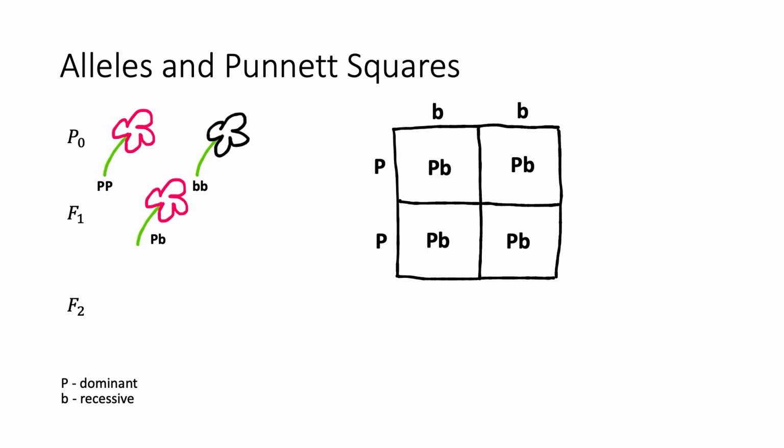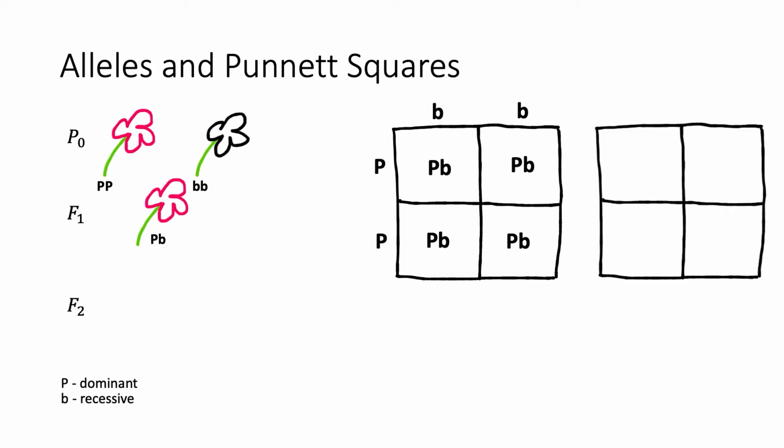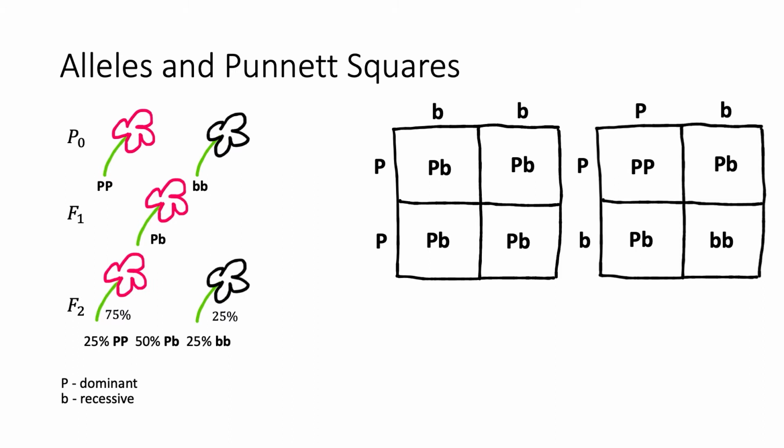All right, now let's try to figure out the genotype and phenotype of the F2 generation. We will draw another Punnett square, but this time the genotypes are from the F1 generation instead of the P0 generation. And that would mean that both are Pb. Now we'll figure out the combinations of alleles. In the top left corner is PP, top right is Pb, and so is the bottom left, but the bottom right is bb. So now we can clearly define the genotype for the F2 generation: 25% PP, 50% Pb, and 25% bb.